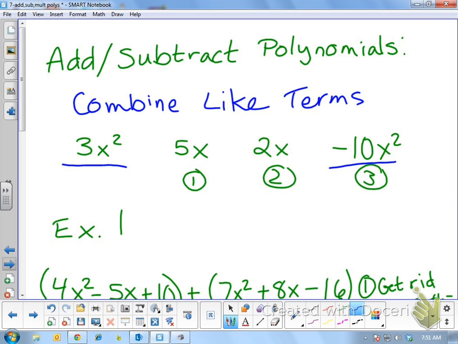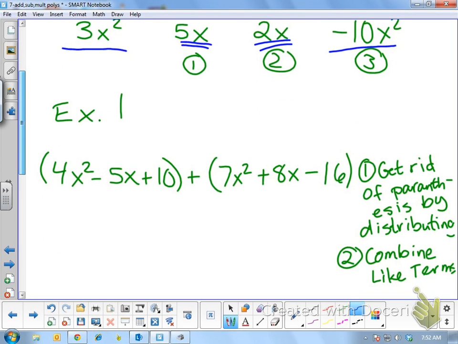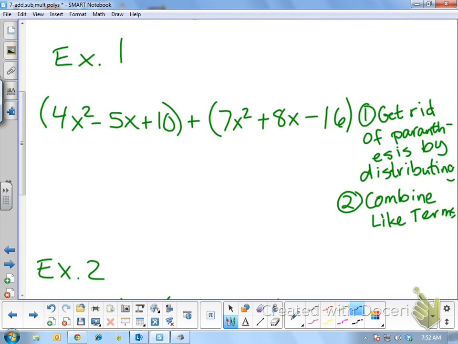Negative 10x squared is the like term because it has the same variable x with the same exponent. These two also happen to be like terms, 2x and 5x. Or if we just have plain old numbers, 10 and 7, those would be like terms as well. Numbers with no exponents are also like terms. So let's look at an example.